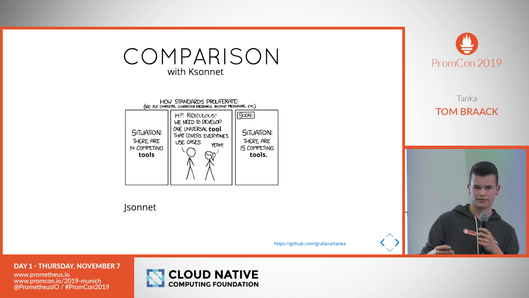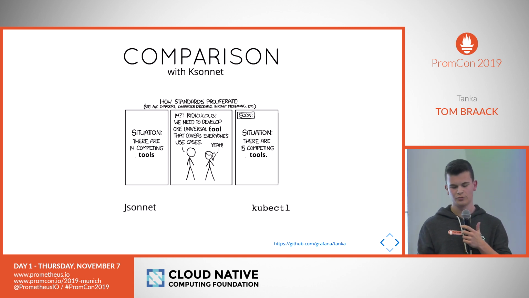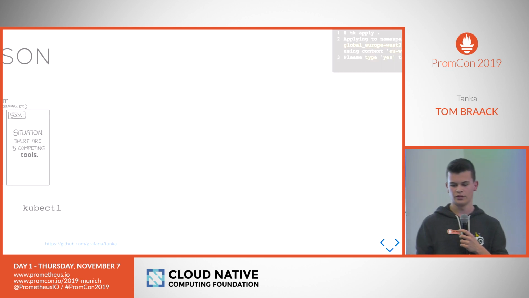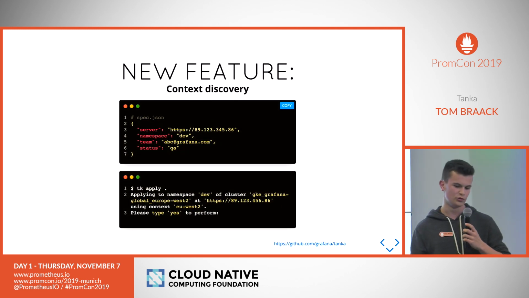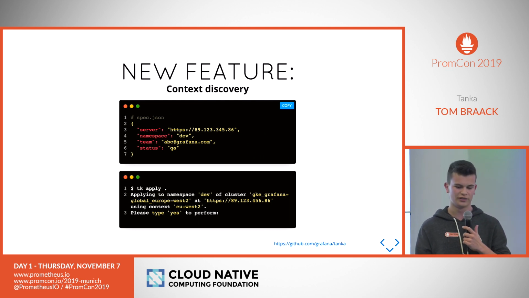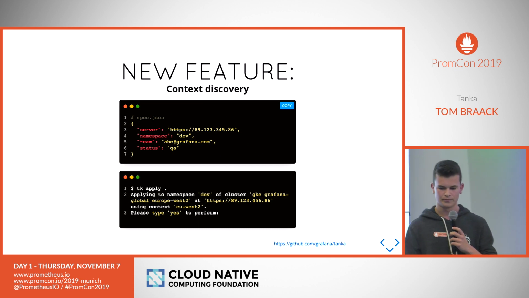So, comparison with the original KSonnet. On the one hand, there's Jsonnet, which we want to use. And there's Kubernetes or kubectl, where we want to get that. And Tanka is really just a small thing in between that bridges these two tools and improves the user experience. So what we have added, some new cool things, is the first one is context discovery. So Tanka really makes sure that you at any chance never will be able to apply the wrong config to the wrong cluster. So you won't apply the dev config to the prod cluster. It will warn you, and you will hopefully see it in the big message at the bottom.